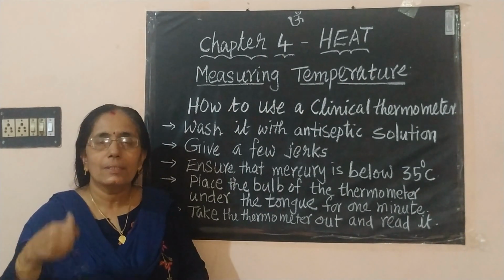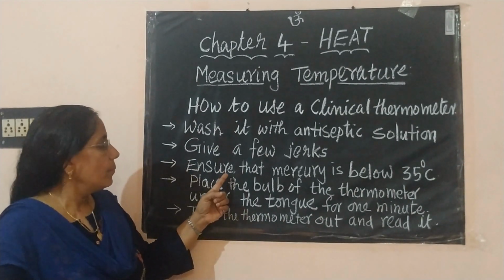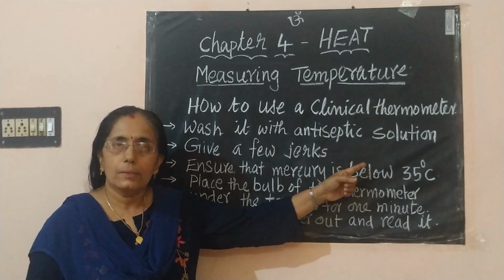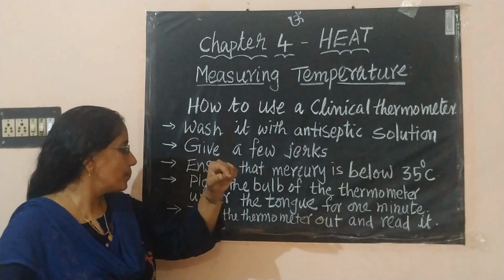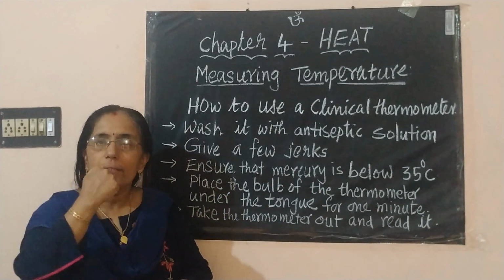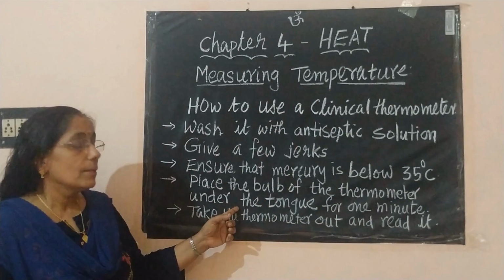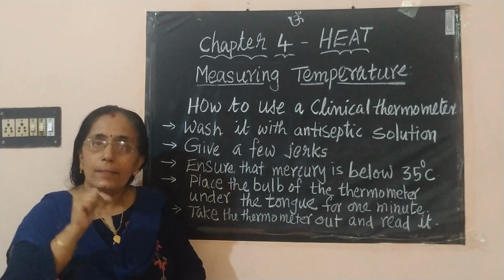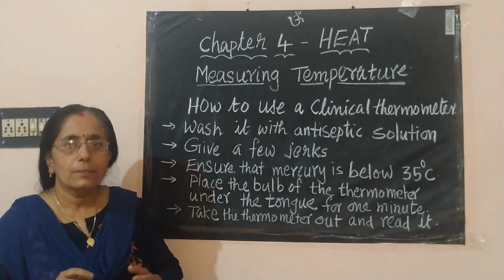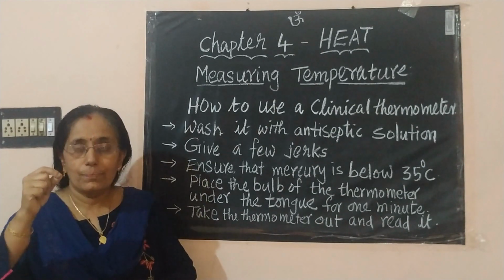While giving the jerks, it is necessary to hold it very firmly. Now, ensure that the mercury level is below 35 degrees Celsius. Now, place the bulb of the thermometer under the tongue of the patient. Then, keep the thermometer under the tongue for about a minute. Afterwards, take that thermometer and read it.